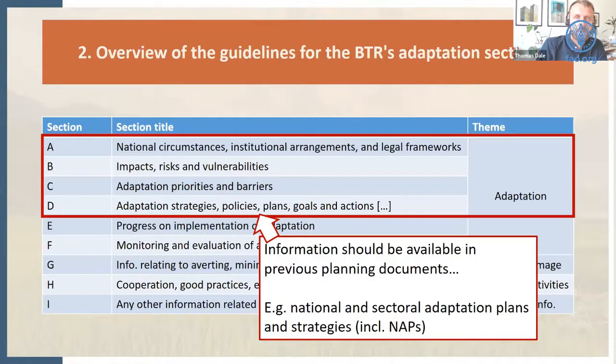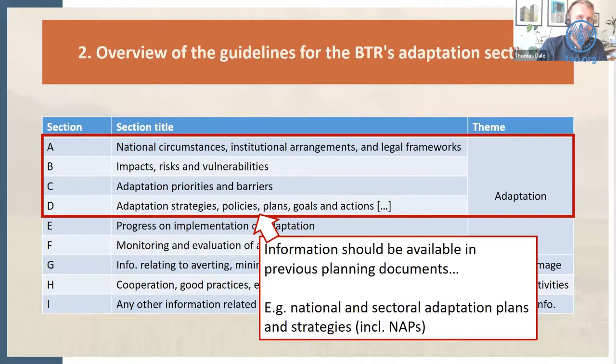Breaking this down a bit further, we can see that sections A to D of the guidelines are asking countries to report on the different stages of their adaptation planning processes that they've undertaken thus far. So meeting these guidelines would essentially mean reporting on everything from the results of climate change projections and vulnerability assessments that they've conducted, to reporting on the adaptation measures that they've selected to overcome the key vulnerabilities and risks they've identified.